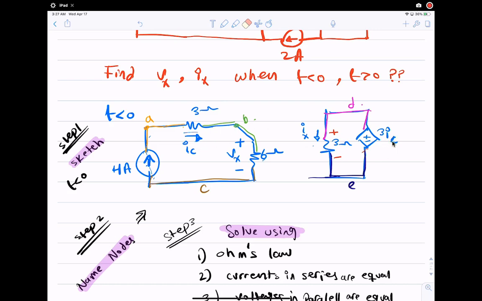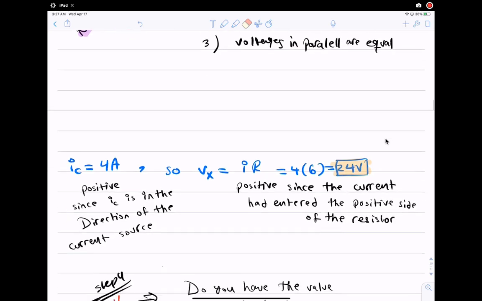The IC here doesn't have any authority to call this a current source. No, the positive and negative signs would call it a voltage source. So the value of this voltage source is 3 times the current IC, which is 4. So 3 times 4 is 12 volt.